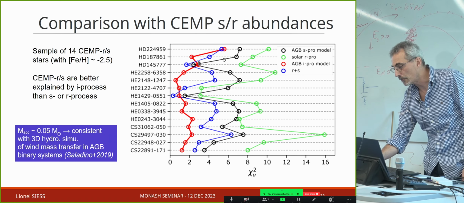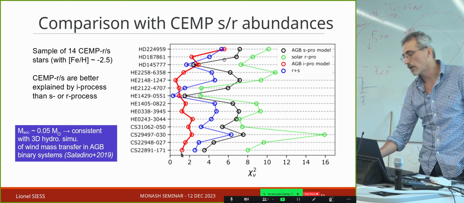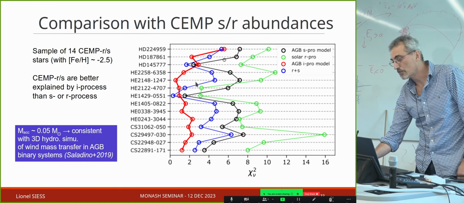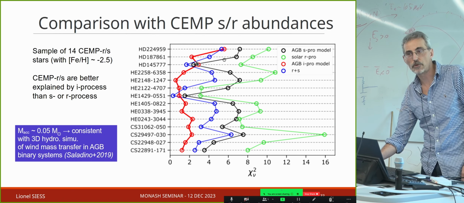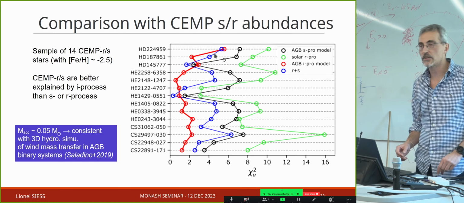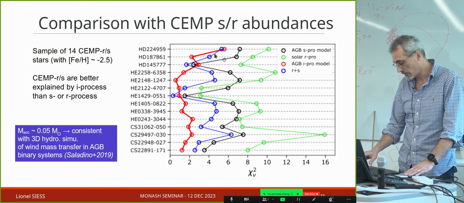This is this scenario. And what you can see, basically the smallest chi-square, except maybe for one or two stars, is best reproduced by the I process event. So it seems to give credit to that process, and at low metallicity it seems to work relatively well.